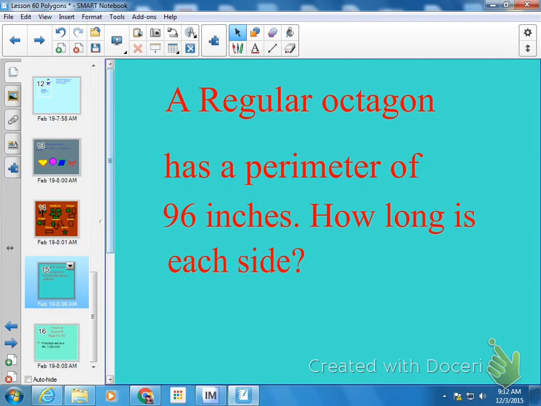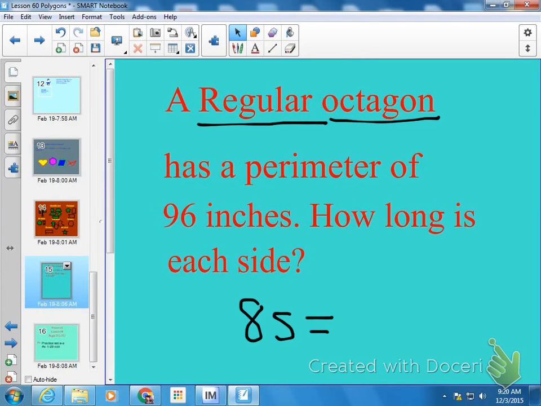Okay, so now we have a problem. It says a regular polygon is, so we have a regular octagon that has a perimeter of 96 inches. How long is each side? Well, here's what I know. If it's a regular, let's look at some keywords here. We learned earlier that if it's a regular shape, all sides are equal. So if it's an octagon, we also know how many sides we have. So we have 8 sides, all add up to equal 96 inches.